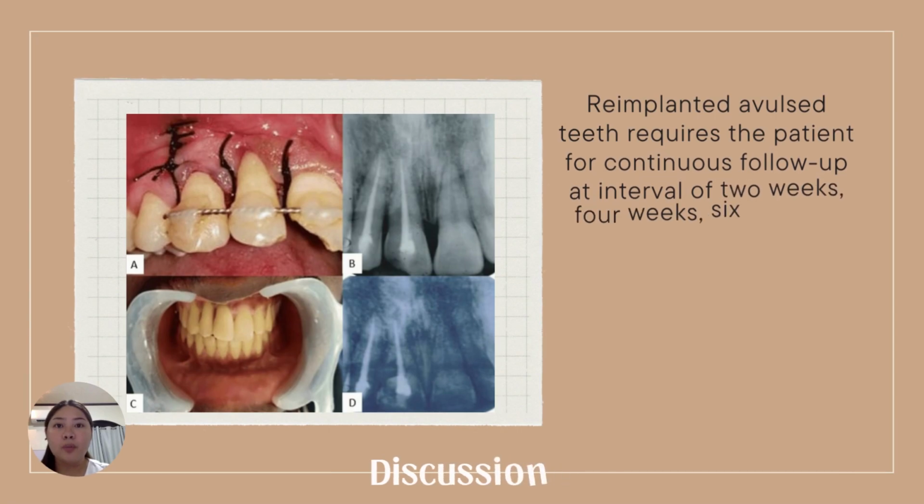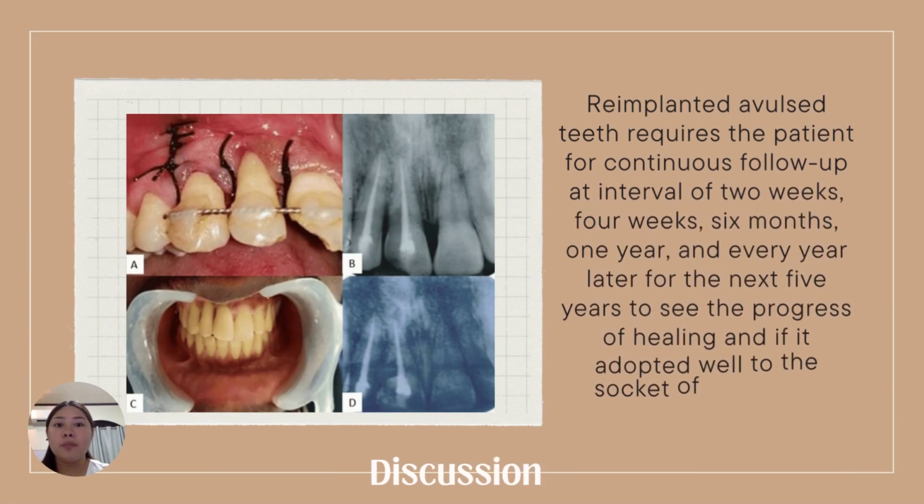So after all the procedures are done, reimplanted avulsed teeth require the patient to have continuous follow-up at intervals of 2 weeks, 4 weeks, 6 months, and then a year after, and then every year for the next 5 years to see if there's progress of healing or if it adapted well to the socket of the tooth.